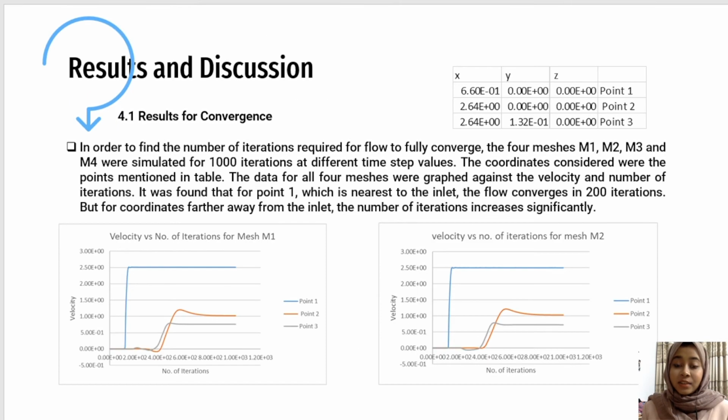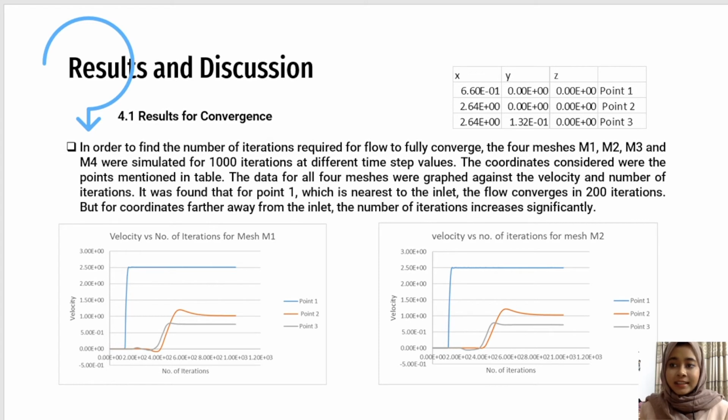Next, I'll discuss the results. Firstly, I'd like to discuss the results for convergence. Here you can see tabulated the three coordinates that were taken into consideration for the convergence study. You can see that for the point that is closest to the inlet, or point 1, the study converges within 200 iterations. But as the point moves further away from the inlet, the number of iterations increases significantly.